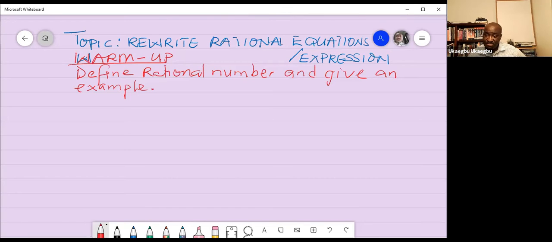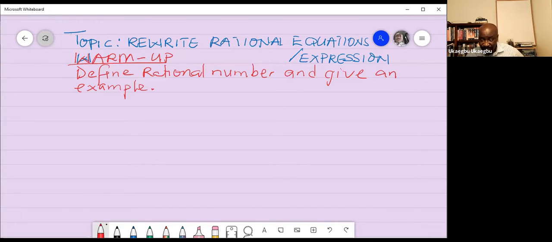So that takes us to the objective. The objective is to enable us to solve problems that involve rational numbers. That's why we're doing it. There are different problems in mathematics, but we need to know how to solve problems that involve rational numbers. So we need to know how to rewrite it, write it in different forms. Okay? So now let's review the warm-up.